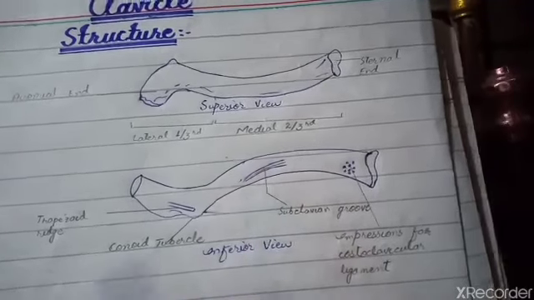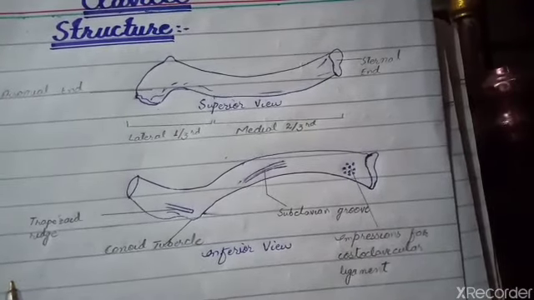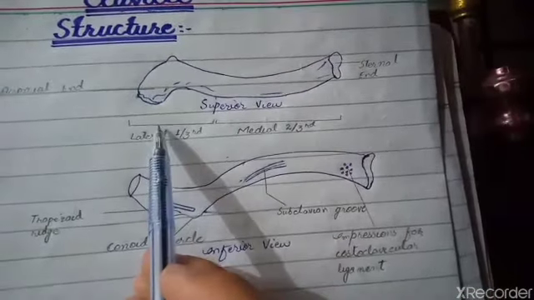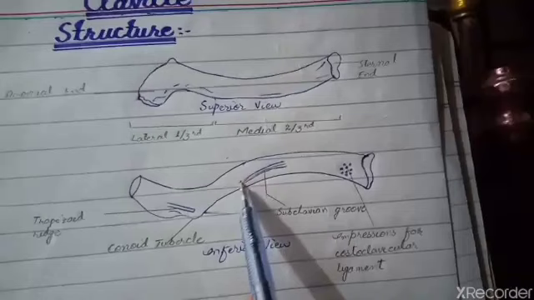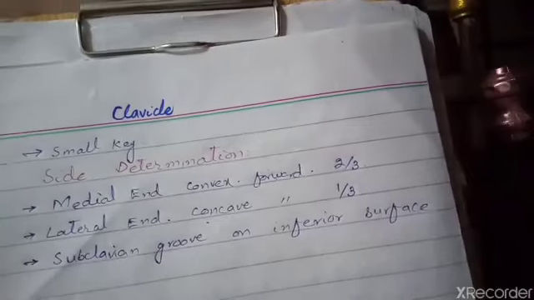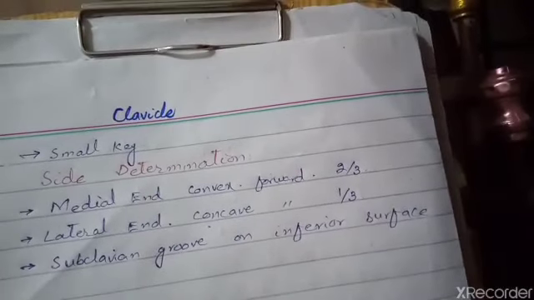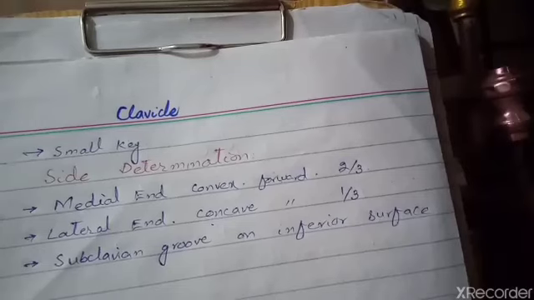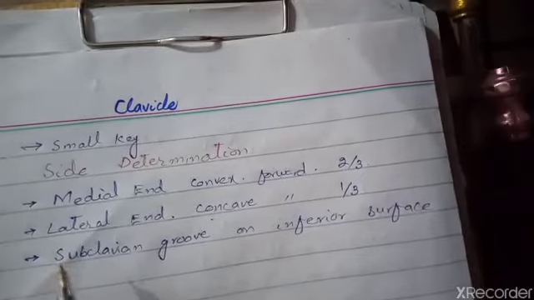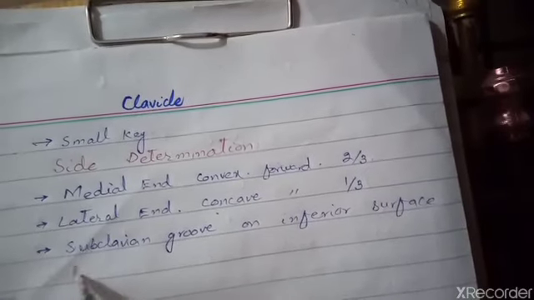These 3 points are necessary in order to mark its side. First one is the medial 2/3 convex forward, second one is the lateral 1/3 concave forward, and the third and last one is the subclavian groove on the inferior side. This is all about the side determination of the clavicle. Now we look at the peculiarities, which are the distinctions of the clavicle. I mean, these points make the clavicle different from other bones.